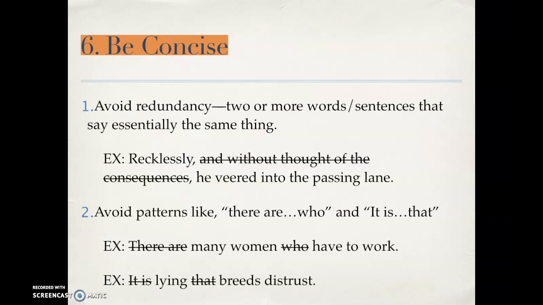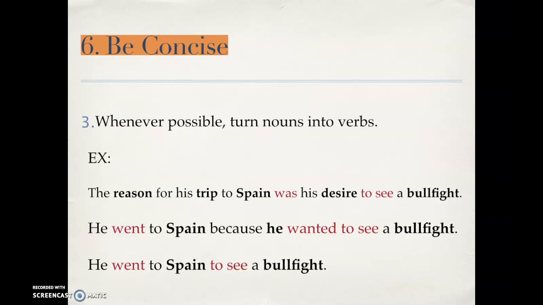All right. Another way to be concise is to, whenever possible, turn nouns into verbs. This one's kind of a tricky one, but let's look at it. The first sentence I have is, "The reason for his trip to Spain was his desire to see a bullfight." Okay, what I have kind of in bold on that sentence are all of the nouns. Okay, and we're going to try and turn some of those nouns into verbs.